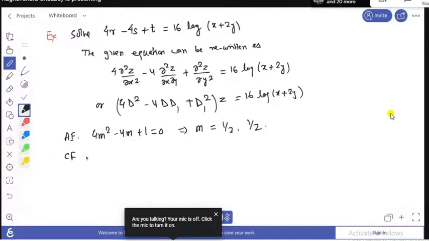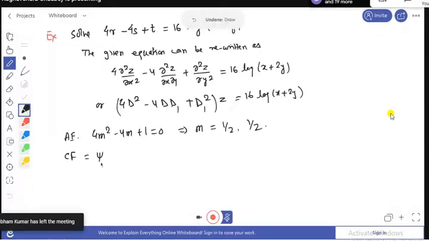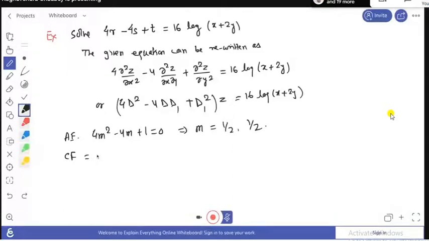So what is your complementary function? The complementary function is, so any function, say phi 1. We can use phi 1 because we have not assigned phi before. So this is phi 1 of y plus half x, and since these roots are repeated roots, plus x times phi 2 of y plus half x. This is the complementary function.